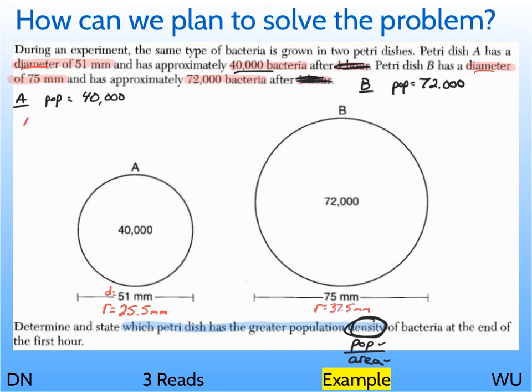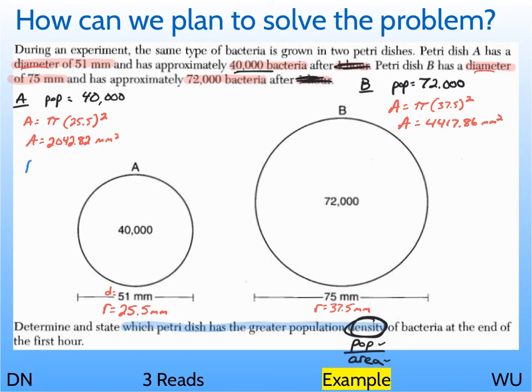So to find the area for A, it's a circle, so we're going to do pi times the radius, 25.5, squared. And for B, we're going to do the same thing. We're going to do the area equals pi times the radius, 37.5, squared. And now we go ahead and use our calculators. And when you use the calculator, you get that the first area is about 2,000 and the second area is about 4,400 square millimeters.